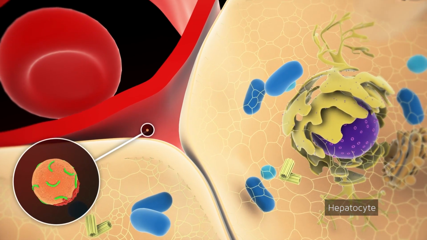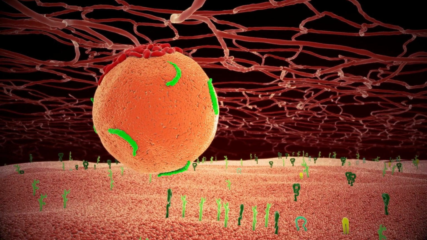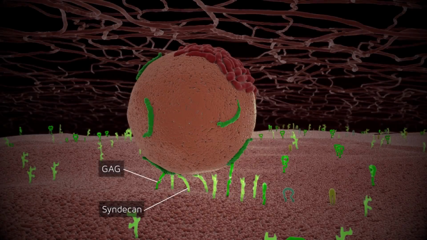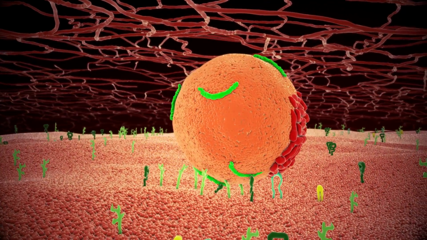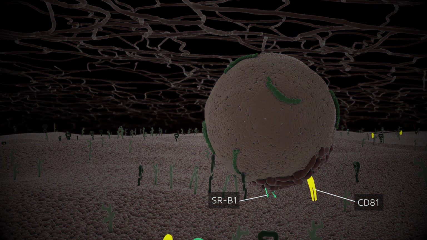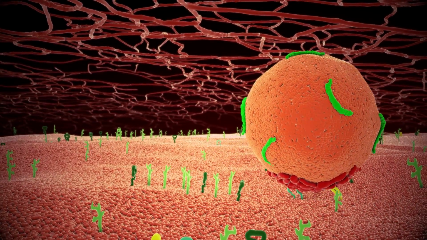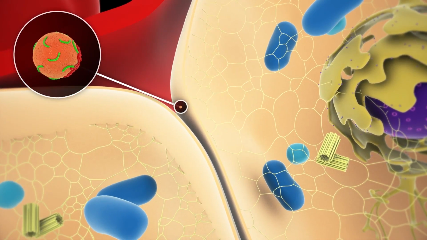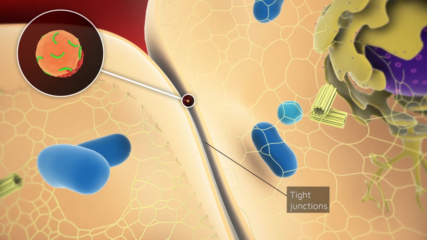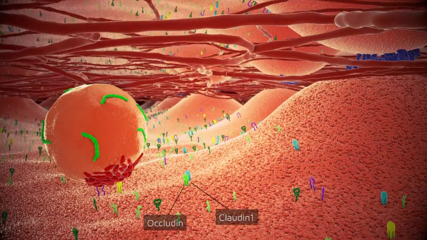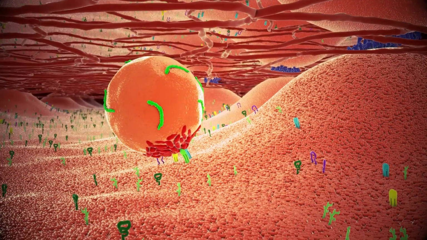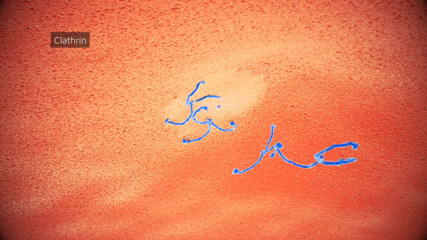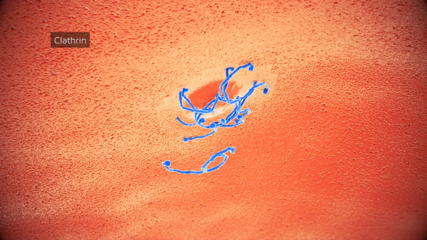Once the viral particle reaches the hepatocyte surface, it interacts first with glycosaminoglycans and syndecans, followed by binding to more specific receptors, including the scavenger receptor B1 and the tetraspanin protein CD81. The viral particle, complexed with these entry factors, reaches tight junctions and engages in further interactions with claudin-1 and occludin. The viral particle subsequently enters the cell via receptor and clathrin-mediated endocytosis.